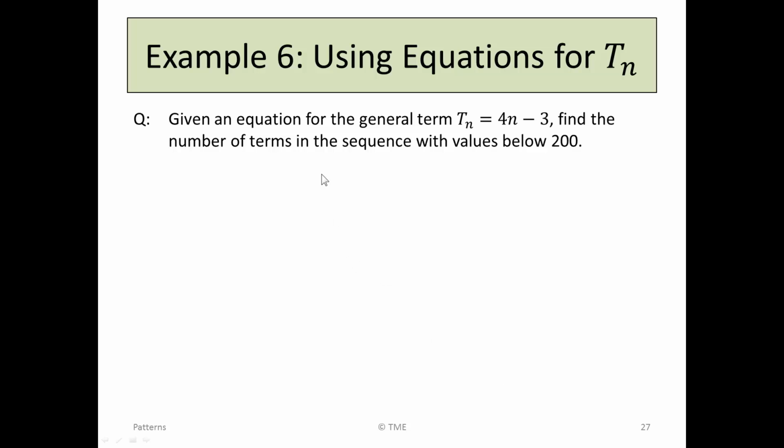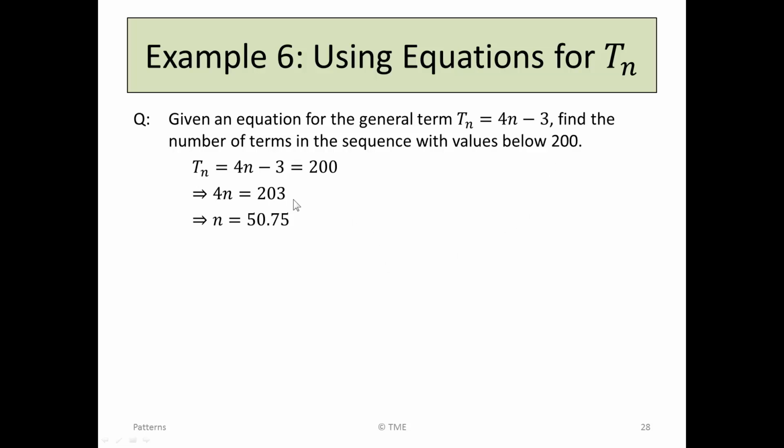Example 6. Given an equation for the general term Tn is 4n minus 3, find the number of terms in the sequence with values below 200. So if the sequence started with 1 and then 5 and then 9, how many of those would be below 200?